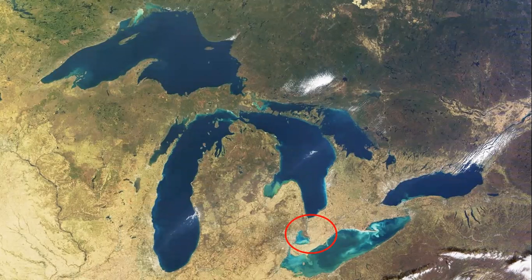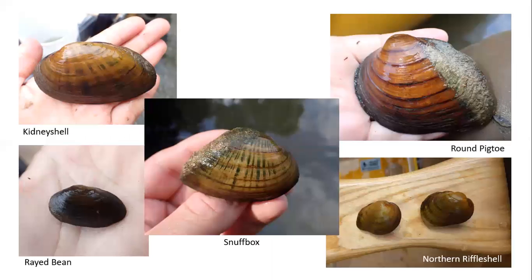And for geographic context, the work that I'm presenting here today was done in the Sydenham River, which is within the North American Great Lakes and flows into Lake St. Clair. It is a hotspot of mussel diversity within Canada and features at-risk mussel species such as the kidney shell, rayed bean, snuff box, round pigtoe, and northern riffle shell, to name a few.